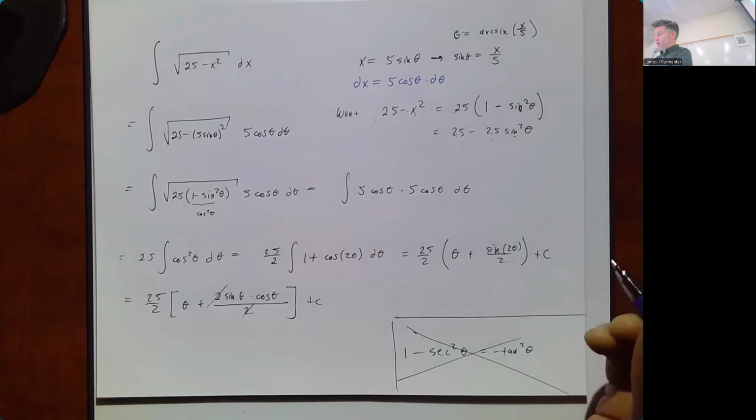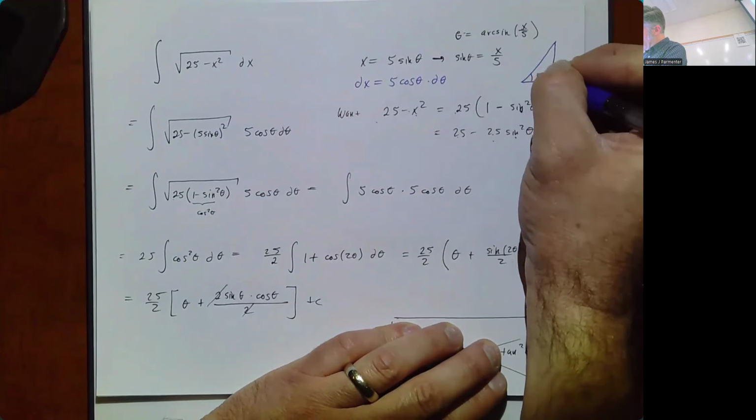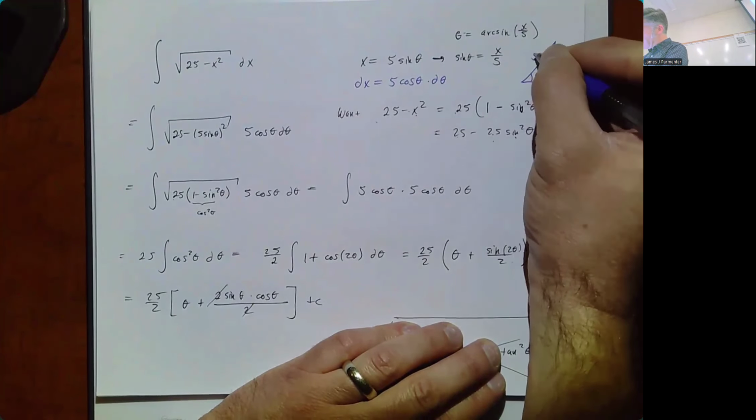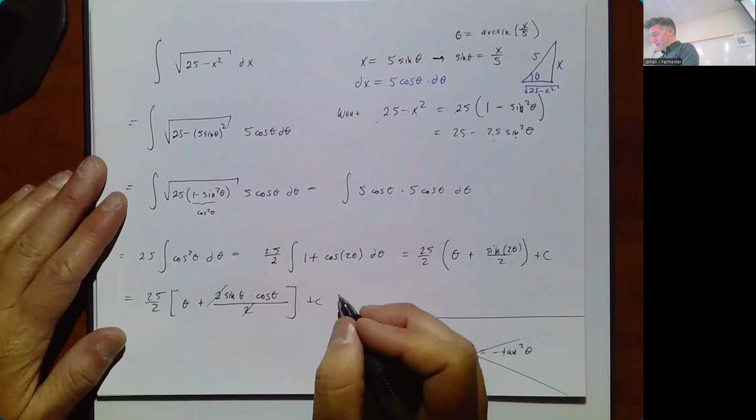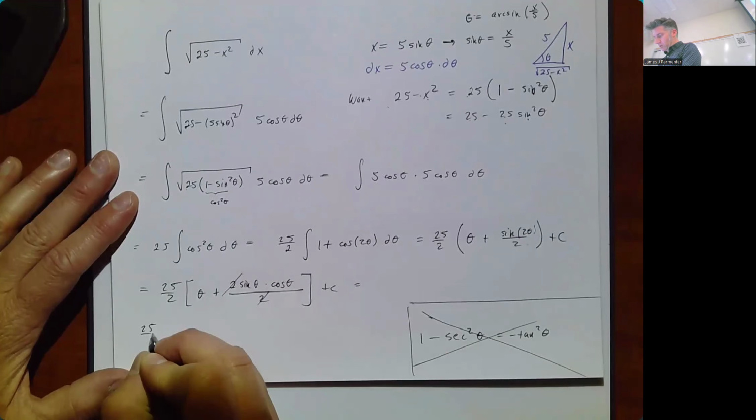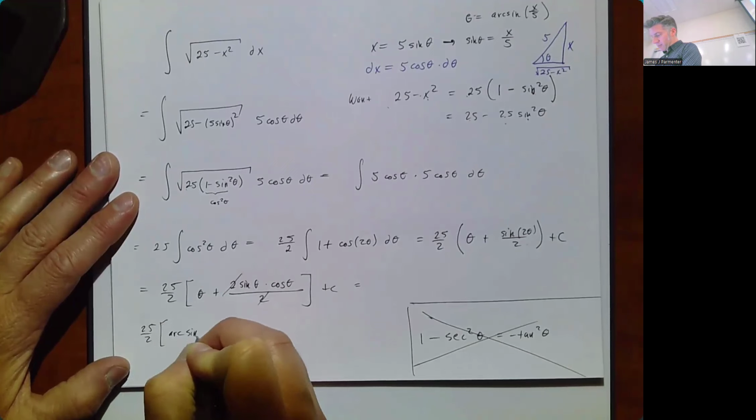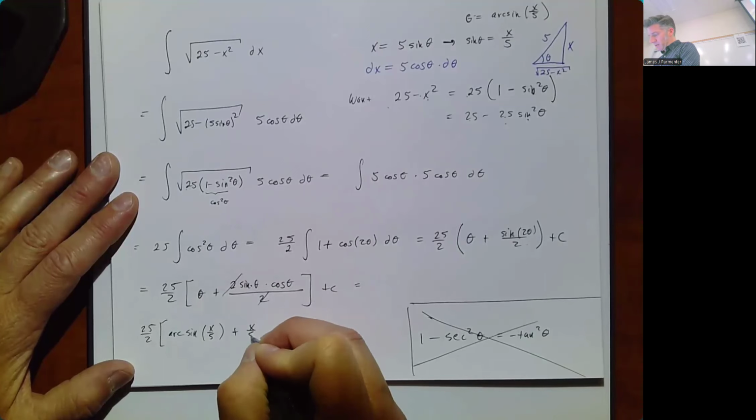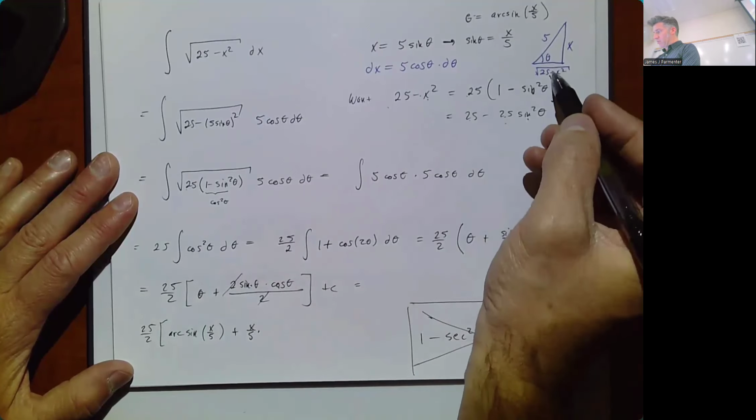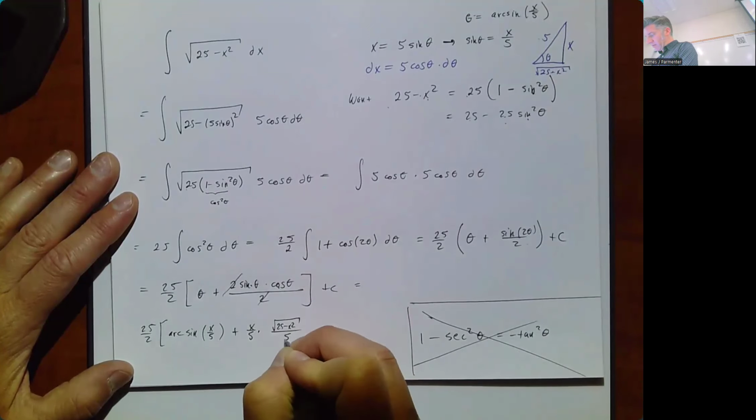And now that we have sine and cosine of just the angle theta, we can do the same triangle thing we did before. Sine of theta is opposite over hypotenuse, so sine of theta is x over 5. And the remaining third side is going to be the square root of 25 minus x squared. So now we can write this as 25 over 2 times theta, which is the arc sine of x over 5, plus sine of theta, which is x over 5, times cosine of theta, which is adjacent over hypotenuse, the square root of 25 minus x squared over 5.